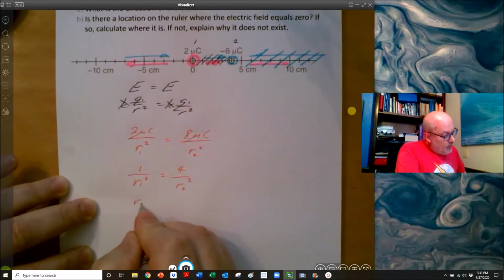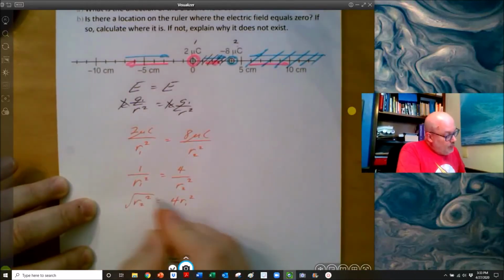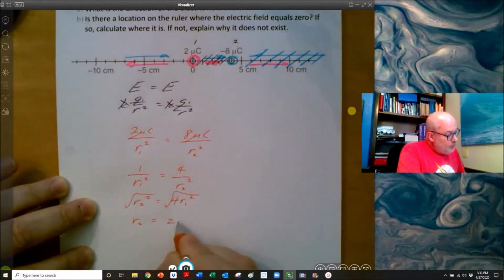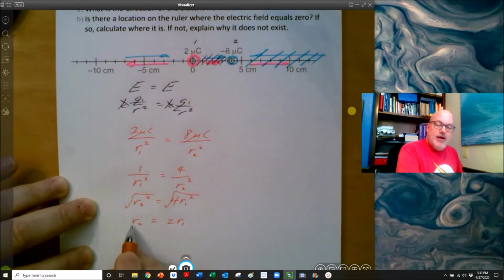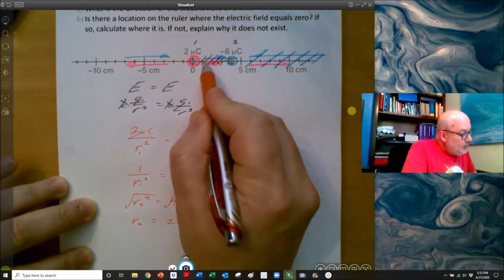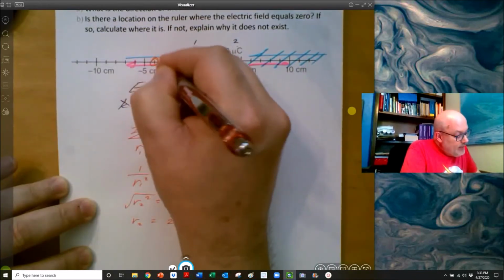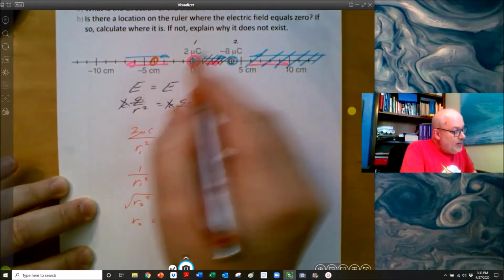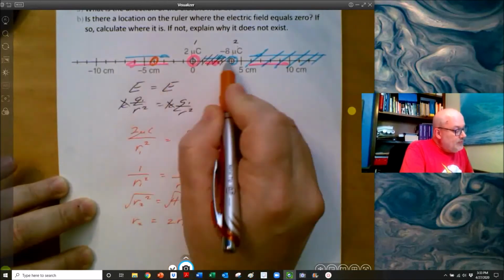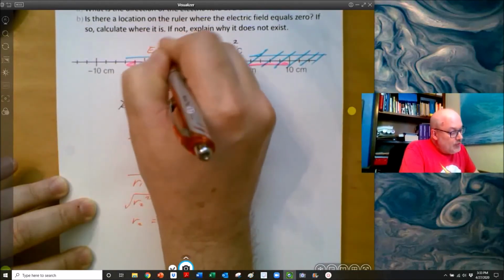And so that means r2 squared has to equal 4 r1 squared. Square root both sides, and what I end up with is r2 is equal to 2 r1. That means we have to be twice as far away. So let's see, that's 1, 2, 3, 4. If we look at this spot right here, that's a distance of 4, that's a distance of 8. So this is the location right here where the electric field would equal 0.